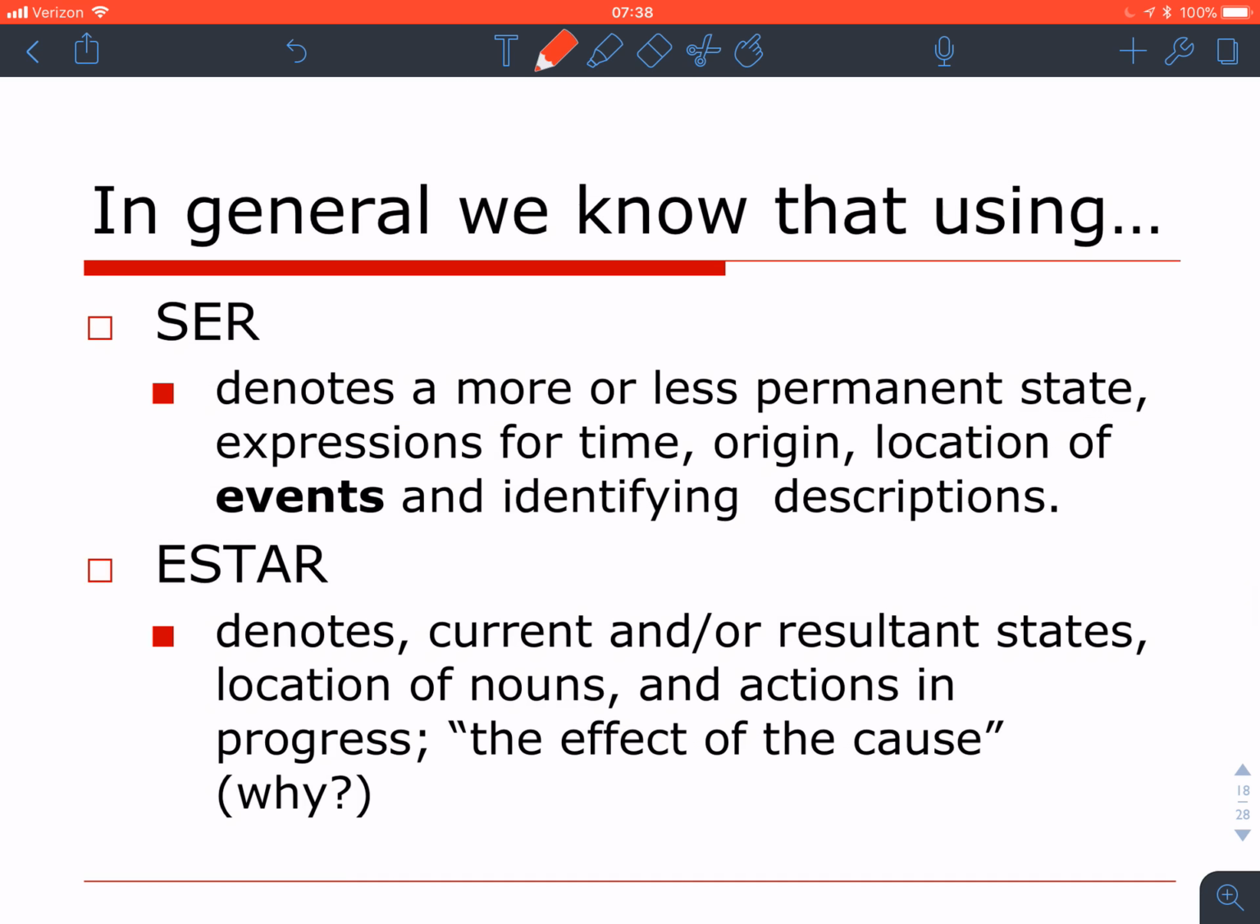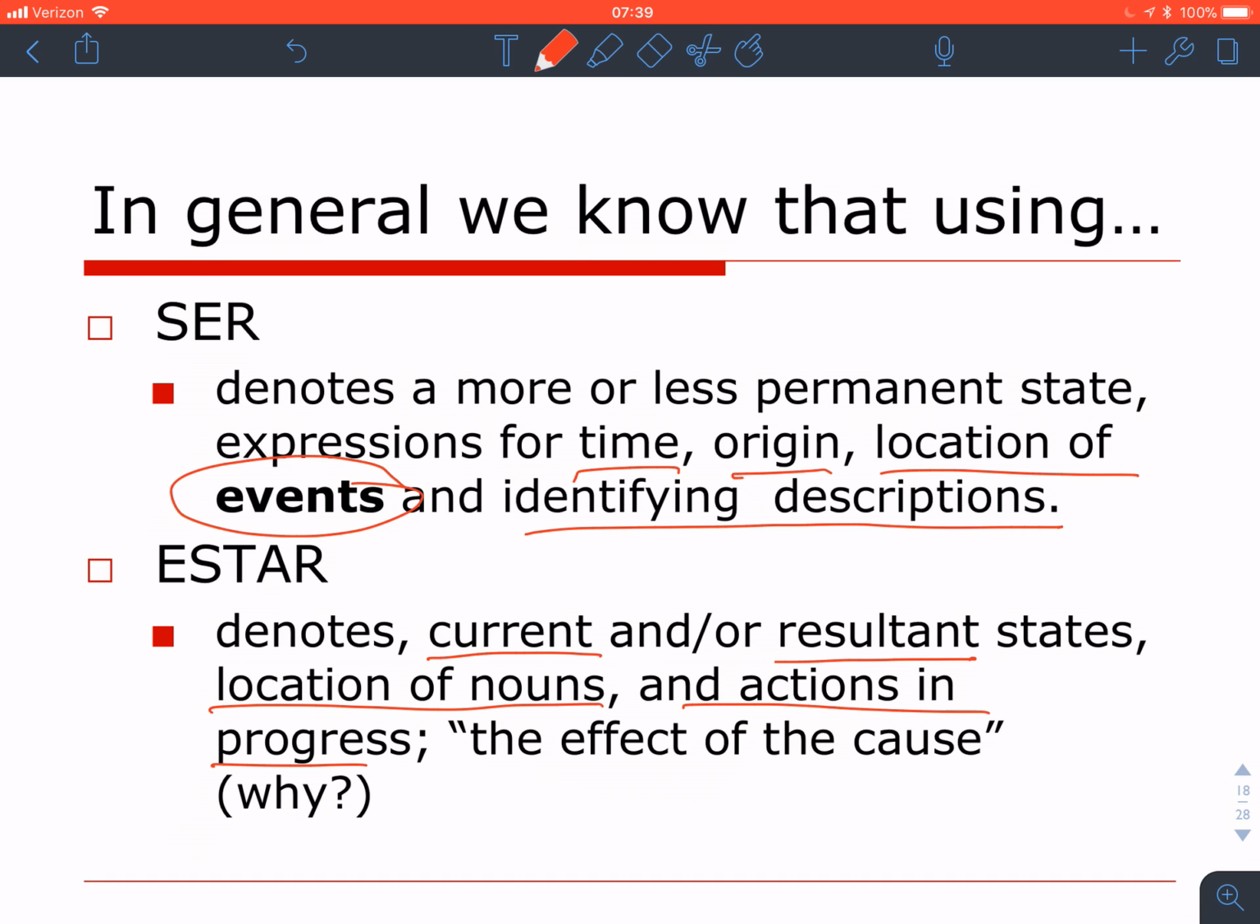In general, we know that using ser denotes more or less permanent state, expressions for time, origin, location of events, specifically, and identifying descriptions. Okay? And estar denotes current and/or resultant states. So it will describe something that happened because of something, the location of nouns, not events, and actions in progress with the progressive. And in general, estar describes the effect of the cause.